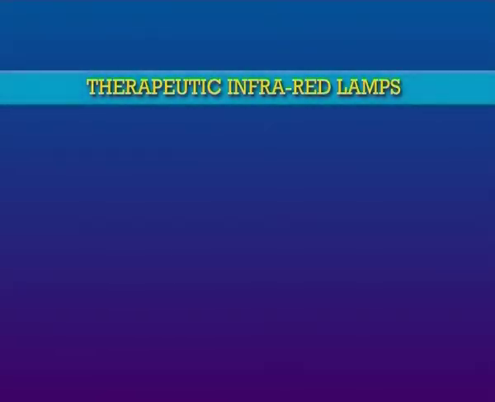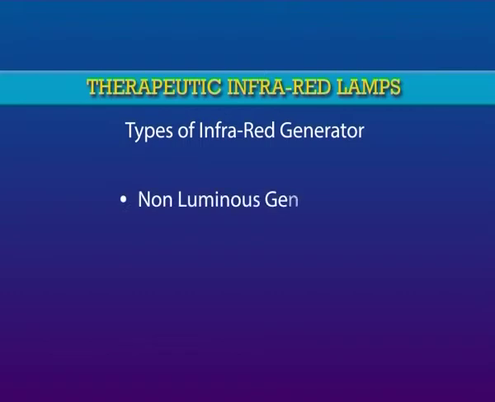Here comes the therapeutic infrared lamps. There are two types of infrared generator. The first one is non-luminous generator and the second one is luminous generator. Treatment with a luminous generator is often referred to as radiant heat. The term infrared generally applies to the radiation from non-luminous source.